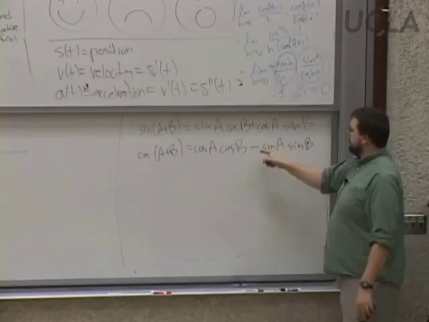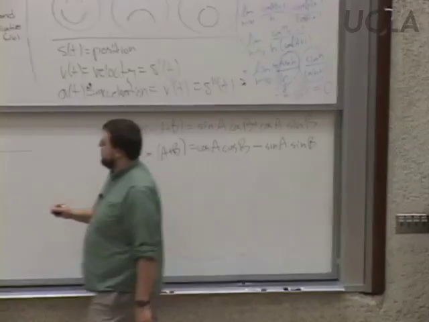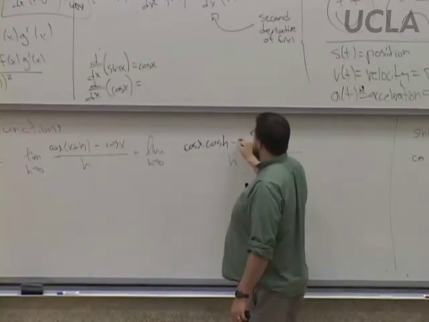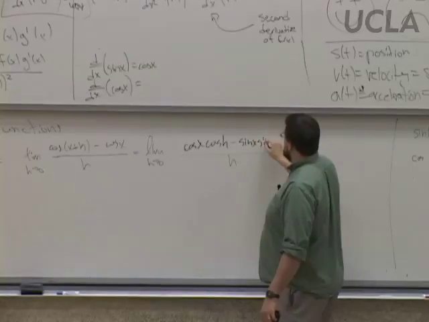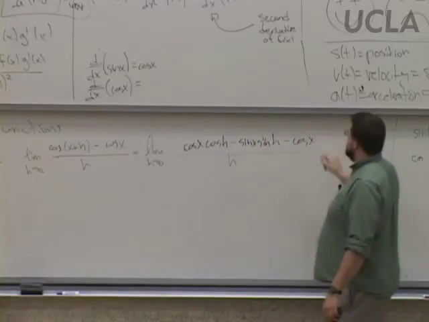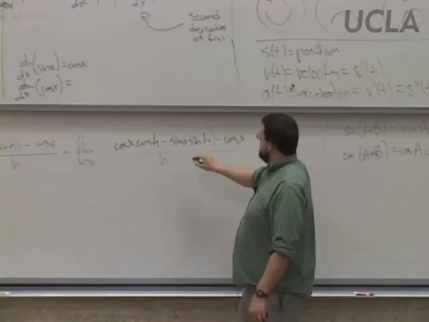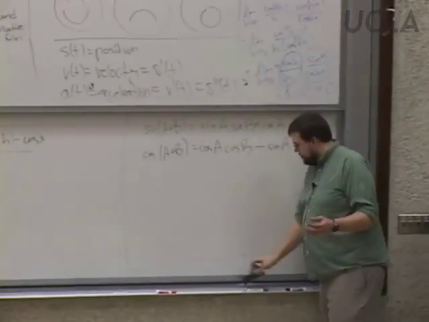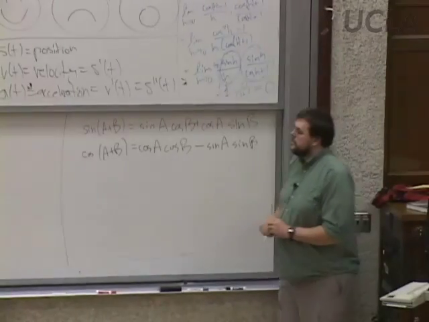So there's a negative sign involved here. So cosine x, cosine h, minus sine x, sine h, minus cosine x. So I use the limit definition. I use trigonometry. What's our next step?